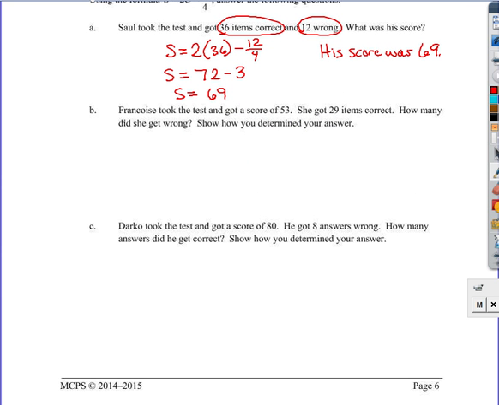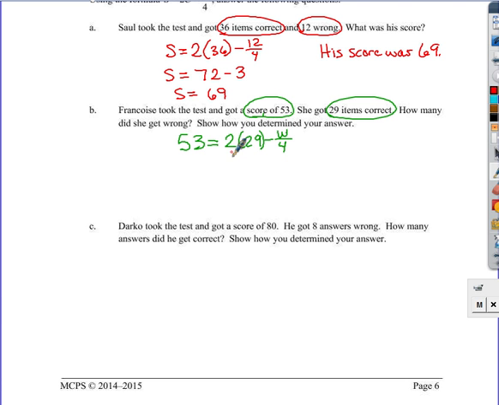Letter B, Francois took the test and got a score of 53. So now we know the score is 53, so we replace the S with 53. And she got 29 items correct. So that means I'm replacing the C with 29. We're trying to figure out how many did she get wrong. We need to show our work.